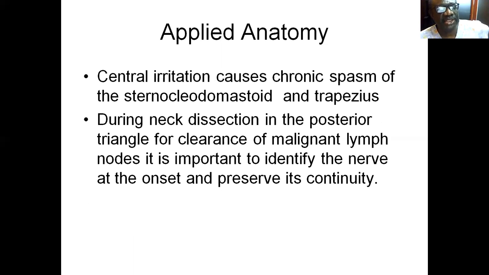During neck dissection in the posterior triangle, for clearance of malignant lymph nodes, it is important to identify the nerve at the onset and preserve its continuity.